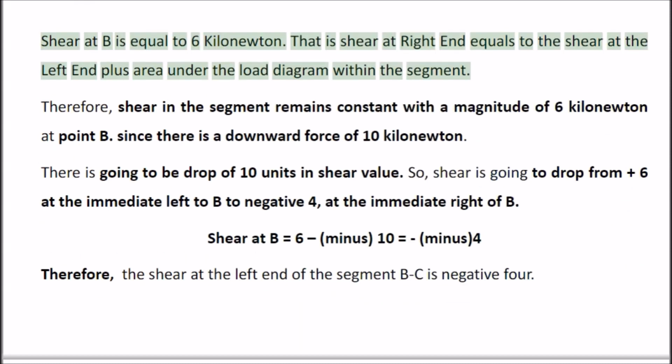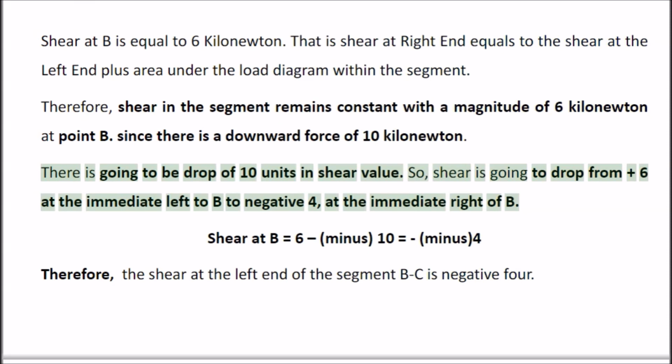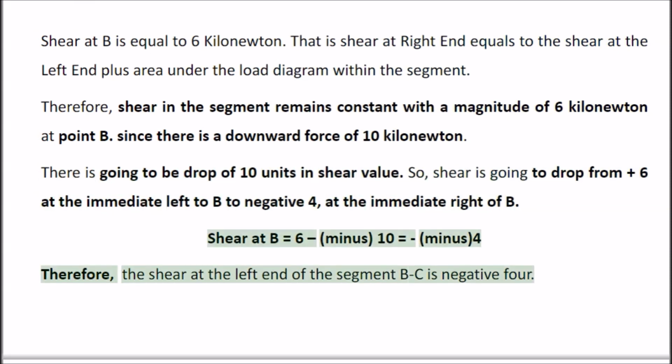Shear at B is equal to 6 kN. That is, shear at the right end equals the shear at the left end plus the area under the load diagram within the segment. Therefore, shear in the segment remains constant with a magnitude of 6 kN. At point B, since there is a downward force of 10 kN, there is going to be a drop of 10 units in shear value. So, shear is going to drop from +6 at the immediate left of B to -4 at the immediate right of B. Shear at B equals 6 minus 10 equals -4. Therefore, the shear at the left end of the segment BC is -4.